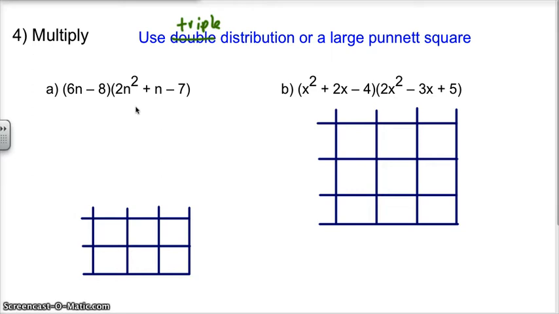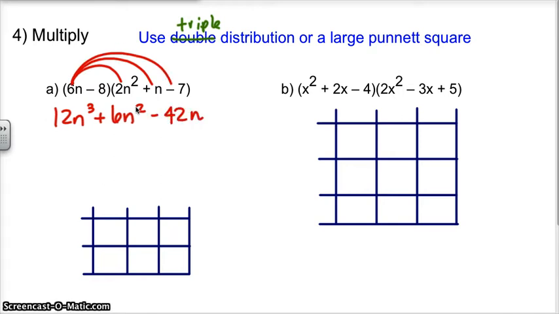To start out with that idea of double distribution, we're taking 6n to everything inside. I know a lot of you have a tendency of drawing all these little swoopy things. Actually draw them as you do the multiplication so you can make sure you don't skip anything. 6n times 2n squared, 6n times n, 6n times -7. I'm going to switch colors. Next thing, careful with the -8.